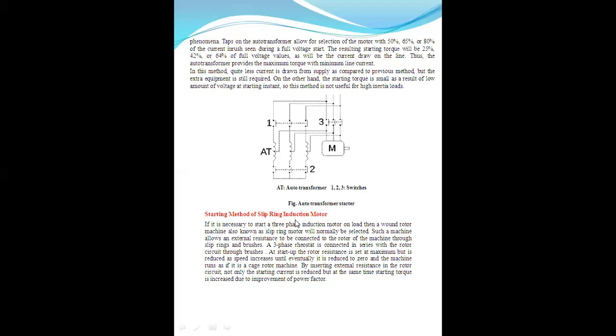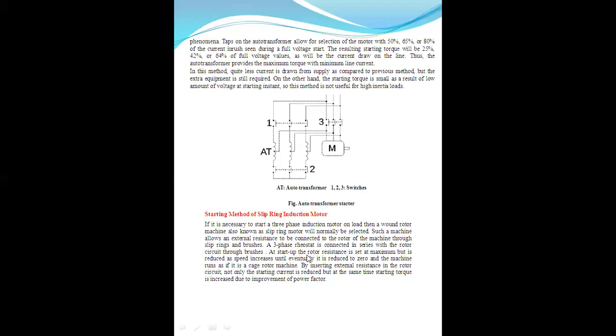Another starting method is for the slip ring induction motor. If it is necessary to start a three-phase induction motor on load, a wound rotor machine, also known as a slip ring motor, will normally be selected. Such a machine allows an external resistance to be connected to the rotor through slip rings and brushes. A three-phase rheostat is connected in series with the rotor circuit through the brushes.